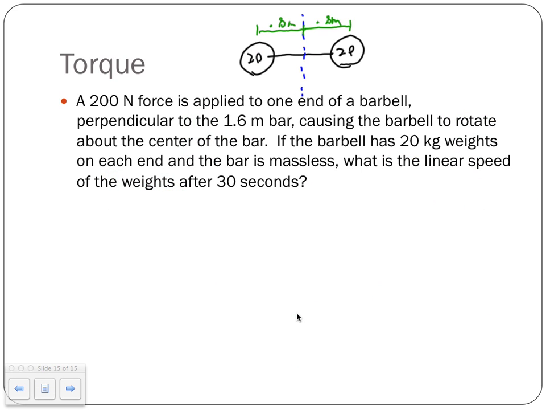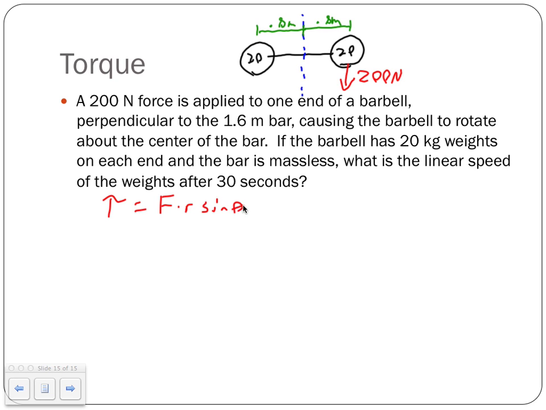There we are. All right, so we're going to apply, as we said, our force down right here, and that's 200 newtons to make this thing start rotating. It'll be at that distance of 0.8 from the axis of rotation. We're looking at how fast the weights are going, the linear speed after 30 seconds. We know the force, we know the location of the force. If we're looking for that, we're going to need to use a torque so that we can find the angular acceleration.